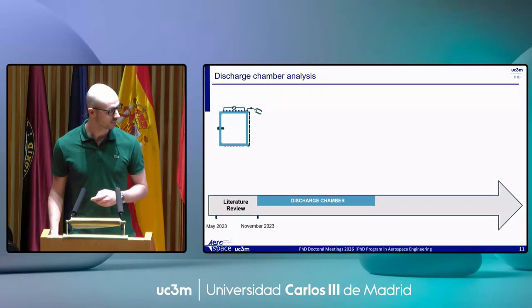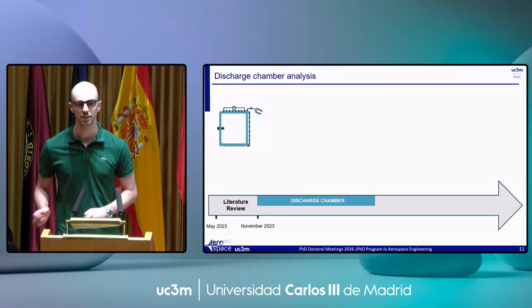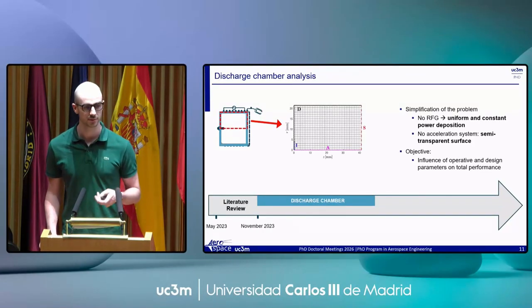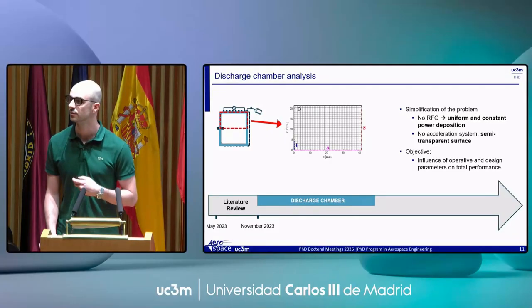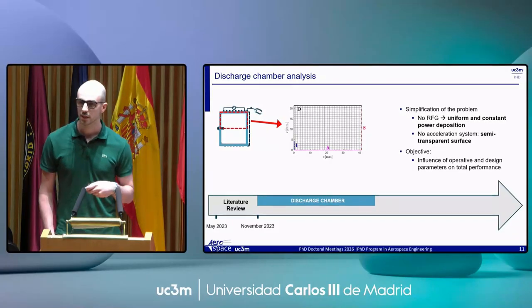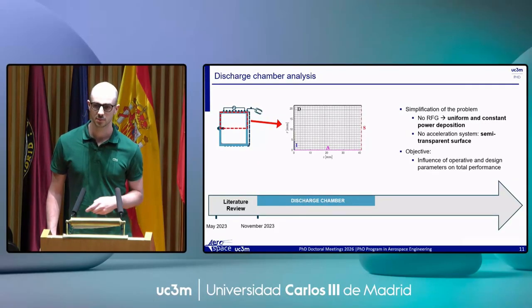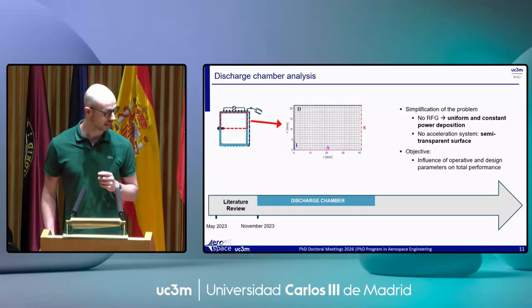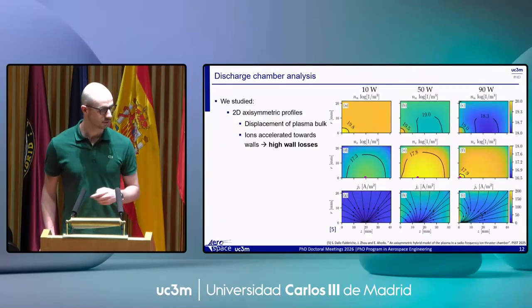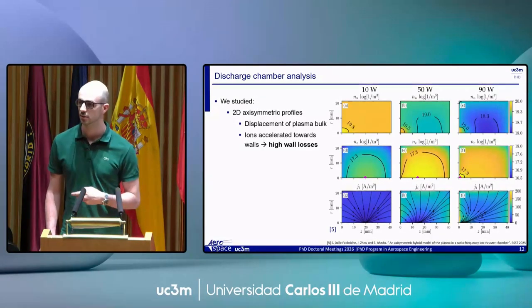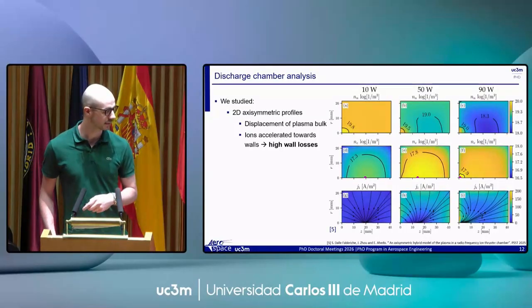So this is what I did at the beginning of my thesis. We started working on the discharge chamber, and in particular, we decided to simplify the problem by avoiding the radiofrequency generator, so the power in those first simulations was assumed to be uniform and constant in time, and we also avoided the acceleration system, including a semi-transparent surface. With this, we decided to do a set of analyses to see the influence of operative and design conditions on the thruster itself.